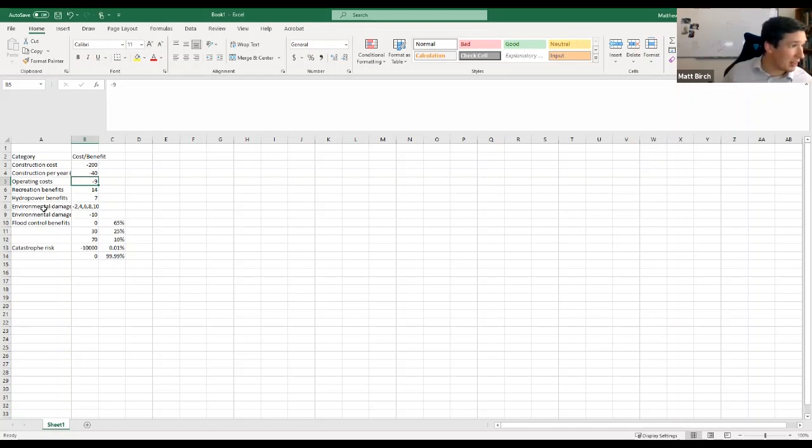Let's see. Environmental damages are going to be minus 2 in year 0, minus 4 in year 1, minus 6 in year 3. Okay, 2, 4, 6, 8, 10 for the 5 construction years, and then minus 10 every year after that. Now, the flood control benefits and the catastrophe risk, these ones have random components.